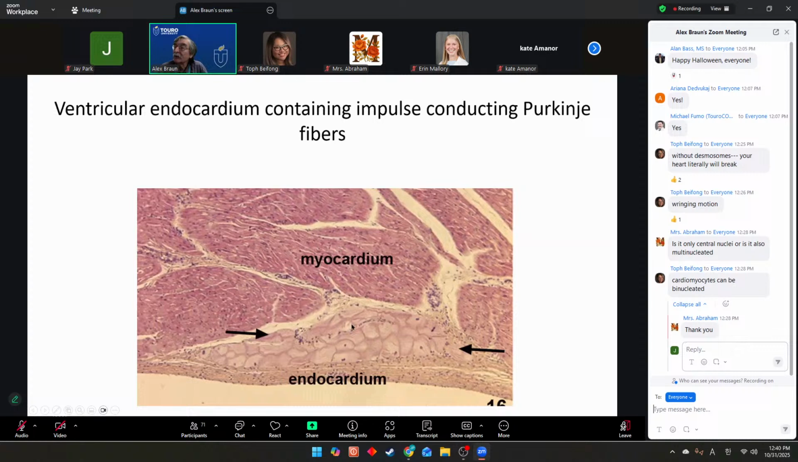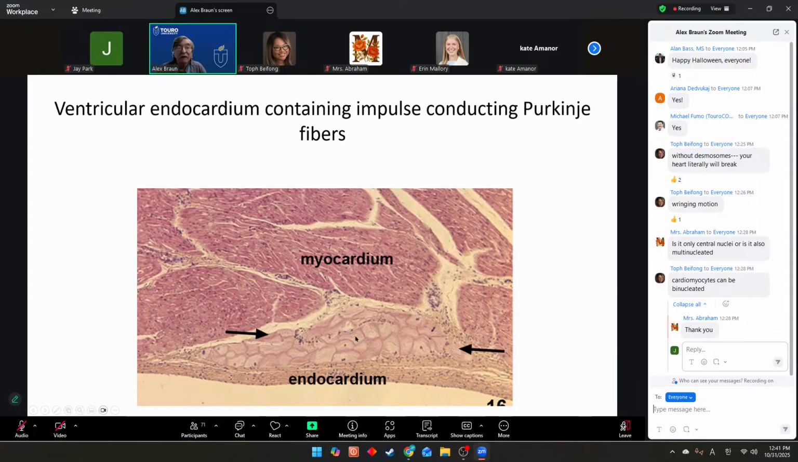Here's a picture through ventricular endocardium and myocardium. It shows you the endocardial layer. It shows you in the deep part of the endocardial layer, you have these big, plump cells, which are pale and have rather rounded-looking central nuclei. These are Purkinje fibers.